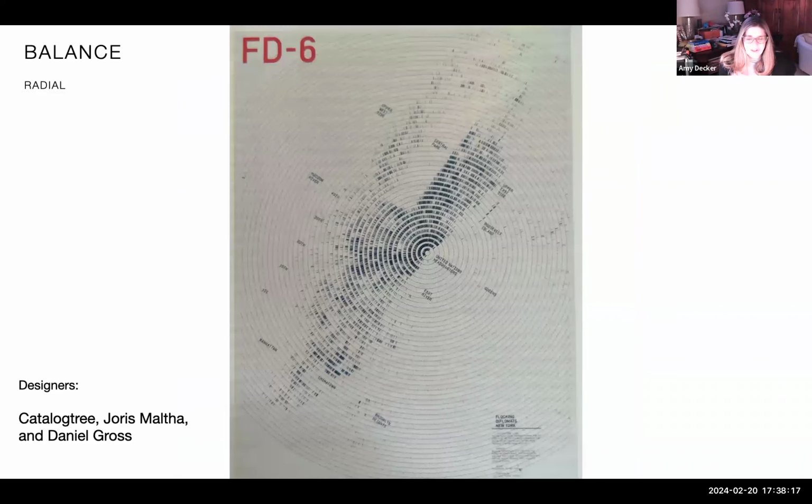And here's one with an actual polar grid printed right on top of the imagery. And then you can see the type kind of coming off the different radial elements within the radial grid.